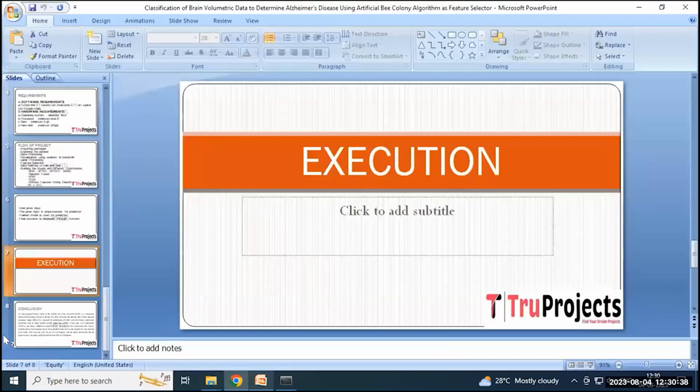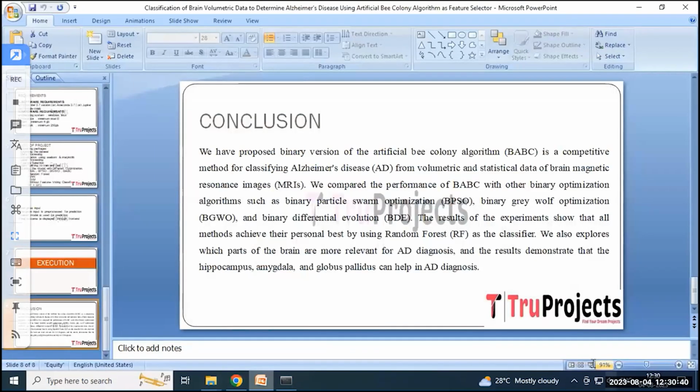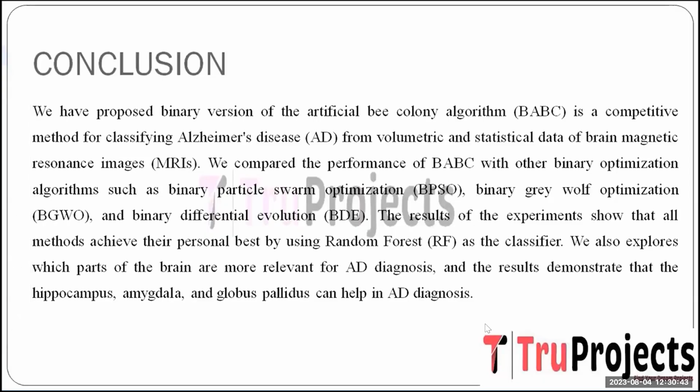And in conclusion, we have proposed a binary version of the artificial bee colony algorithm as a competitive method for classifying Alzheimer's disease from the volumetric and statistical data of brain magnetic resonance images. We compared the performance of BABC with other binary optimization algorithms such as BPSO, BGWO, and BDE. The results of the experiment showed that all the methods achieved their personal best by using random forest as the classifier.